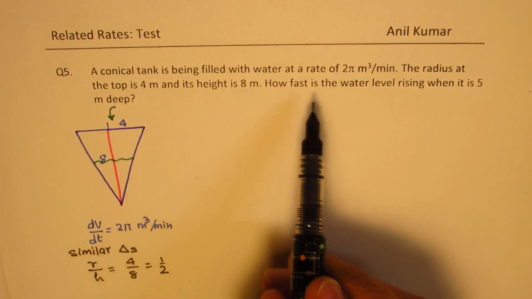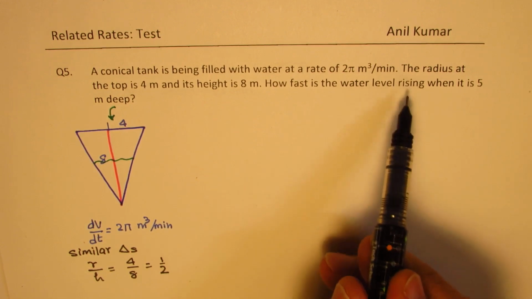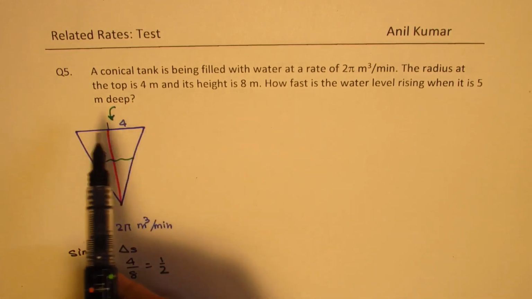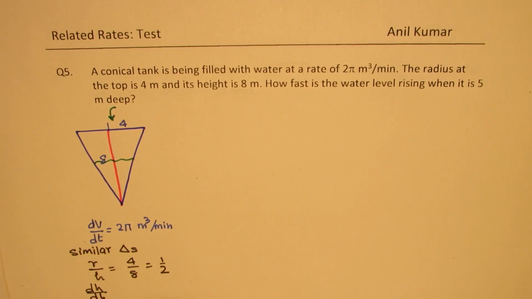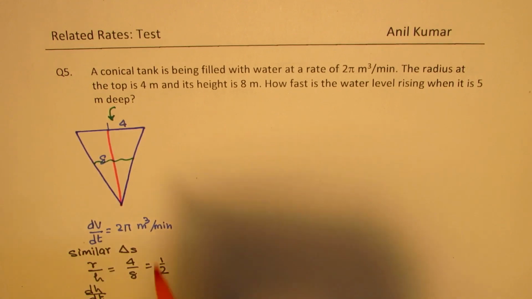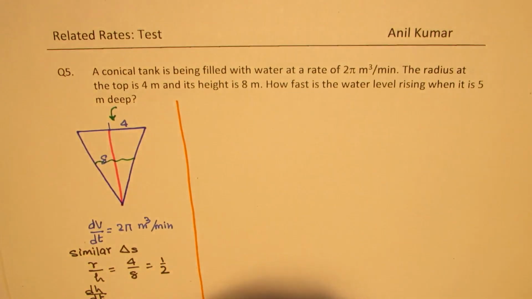We need to find how fast the water level is rising when it is 5 meters deep. That means we need to find dh/dt. So we need to find dh/dt, and we'll write the radius in terms of height. Let's develop the relation which is going to help us solve the question.